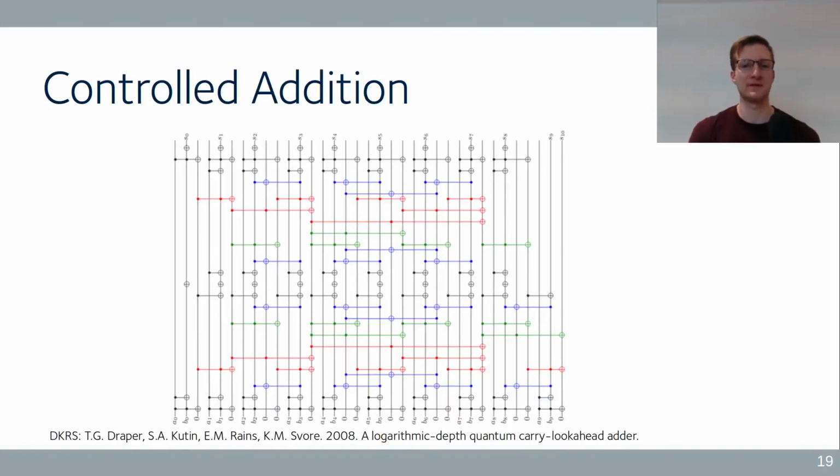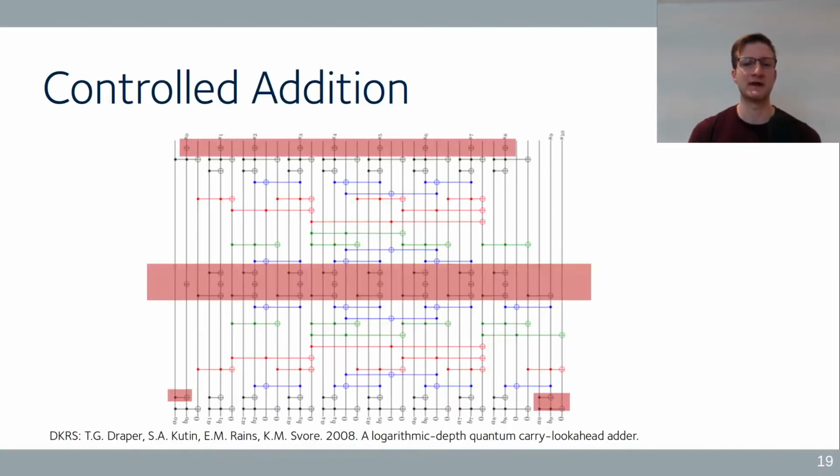So here's this logarithmic depth circuit. We found that actually only the gates highlighted in red need to be controlled. So this saves us a bit of cost.